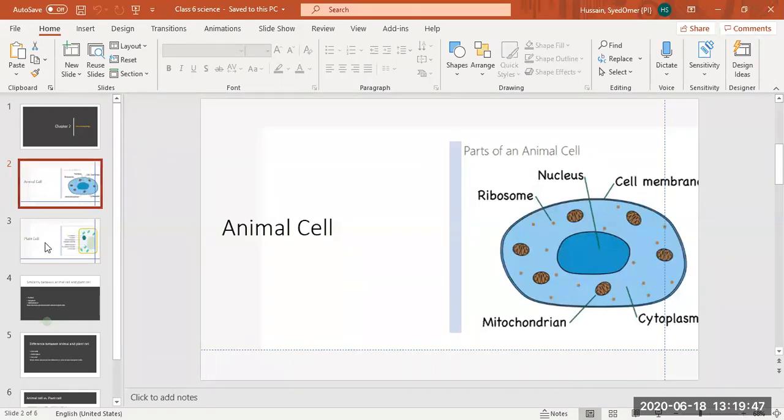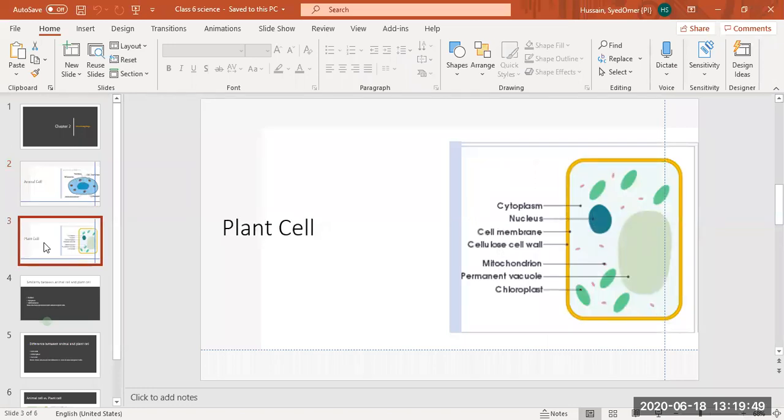Okay, so now secondly, plant cell. We have studied these three similarities in a plant cell as well, like nucleus, cytoplasm, and cell membrane. So these three parts are the similarities between an animal cell and a plant cell. Now we are going to discuss the next three parts, which are only present in a plant cell. They are not present in an animal cell. So what are these? Firstly, cellulose cell wall.